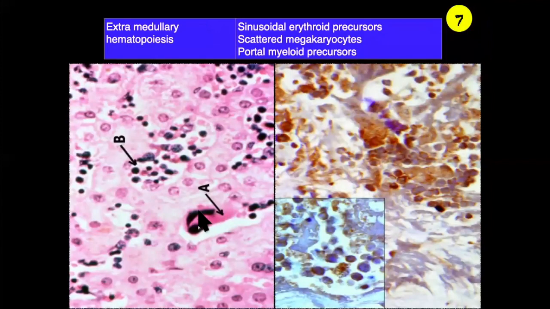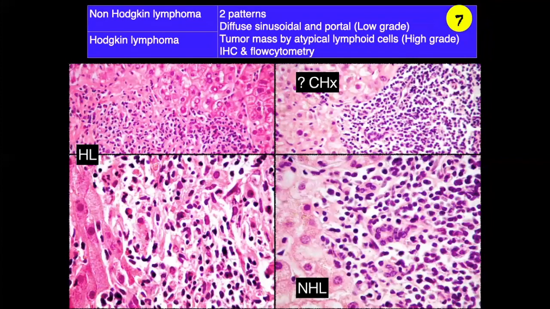Extramedullary hematopoiesis, you see the megakaryocytes. Whenever you see giant cells, please remember megakaryocytes. And in the sinusoids, you can see immature RBCs, and in the portal tracts, you can see immature myeloid cells, which are myeloperoxidase positive. You have to think of lymphoma also in case of malignancies.